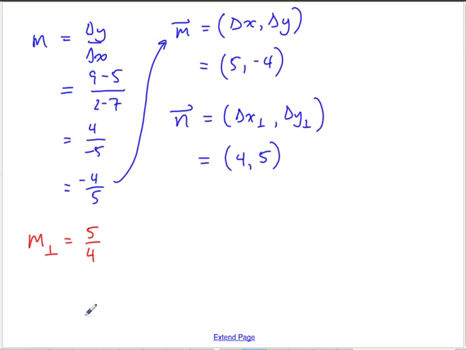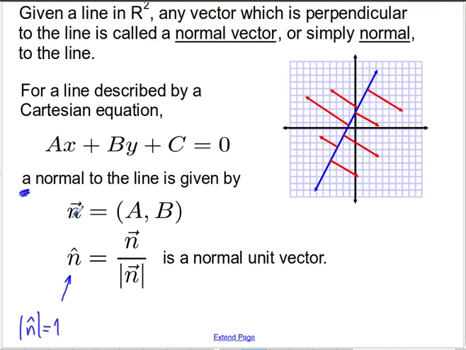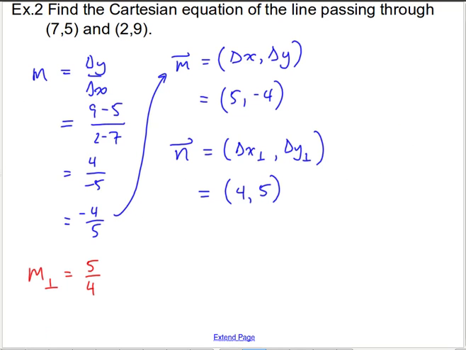And now that I've got this written, I want to remind you that the normal vector is in the form AB. So this is the A value and this is the B value. They're already in integer form. So now I know my equation is 4x plus 5y plus c is equal to 0.